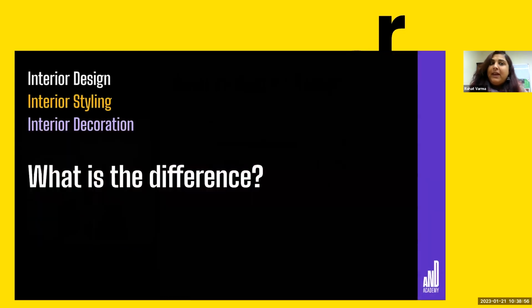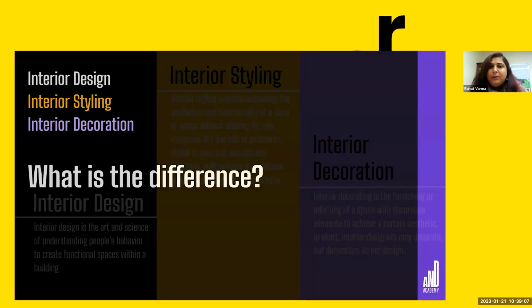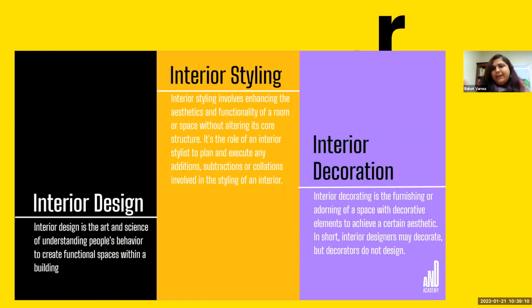Now, there are three terms that get thrown around a lot, which are interior design, interior styling, and interior decoration. It is very important that we understand the difference between each. And the best way to do that is I have actually just chosen to put all three on the same slide so we understand them better. So interior design is essentially the art and the science behind understanding people's behavior and creating functional spaces, which means I need to understand how people behave in space, what do they need from space? And then we get to look at how we will design the interface, but essentially.